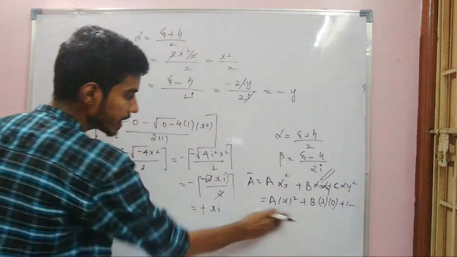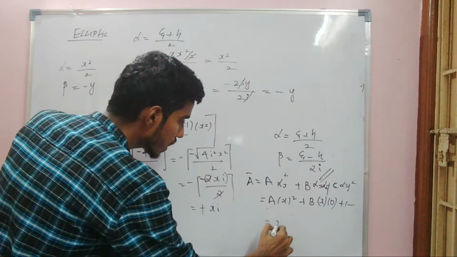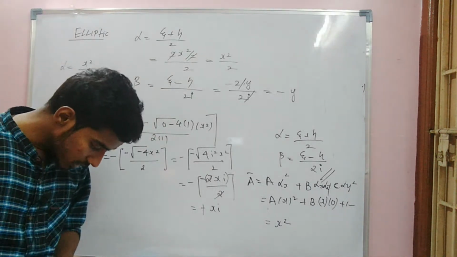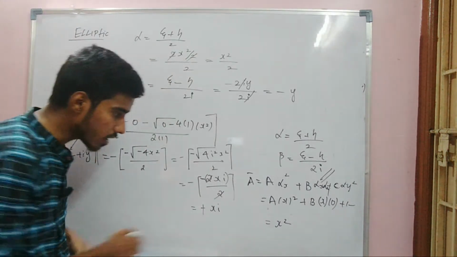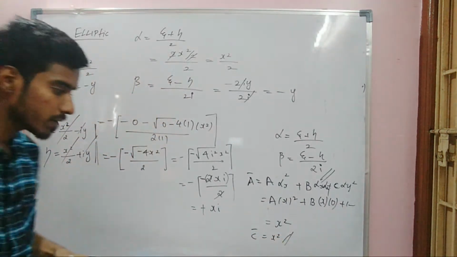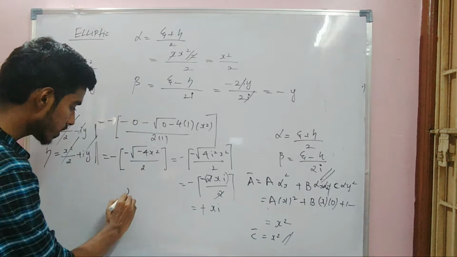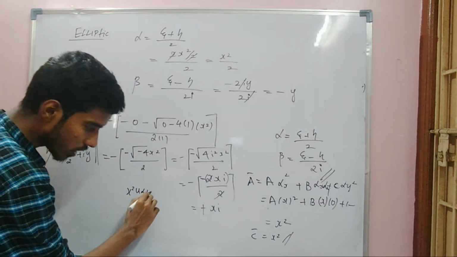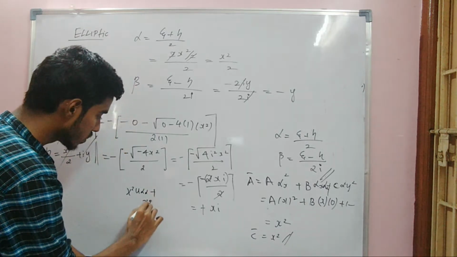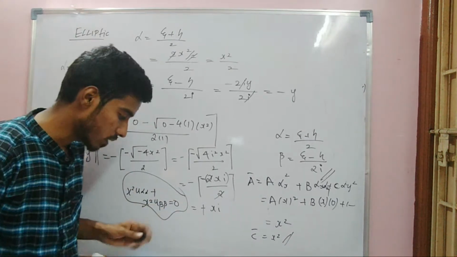So we will have only a x square. What is our a? A is 1 here, right? So we have a bar equal to x square. Now in a similar way you will find b bar, c bar, d bar. You will have c bar also equal to x square, and all the other terms are 0. So b bar will be 0, e bar will be 0, f bar will be 0. So the canonical form will be x square u alpha alpha plus x square u beta beta is equal to 0.